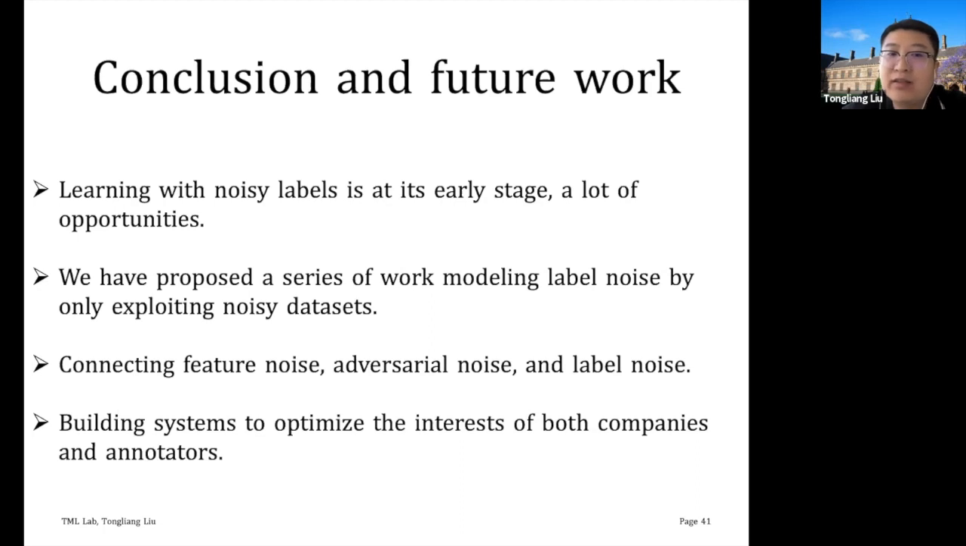All those works only exploit the noisy data. As said, when we just exploit the noisy data, we can use those methods to measure the quality of the data provided by annotators. In the future, I think it is also very important to connect different noise, for example, feature noise, especially adversarial noise, with label noise, so we can handle real-world problems. Also in the future, we want to build systems to optimize the interest of both companies and annotators. As discussed, there is a game between the companies and the annotators when we, for example, use crowdsourcing labeling to label large-scale data sets.